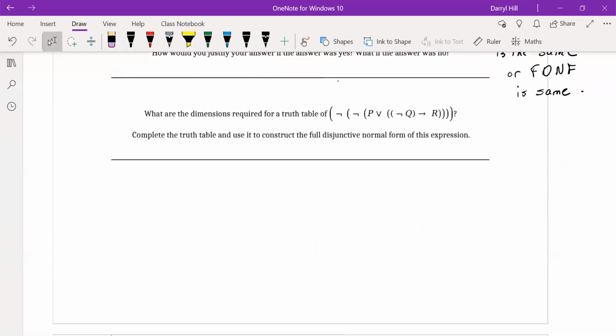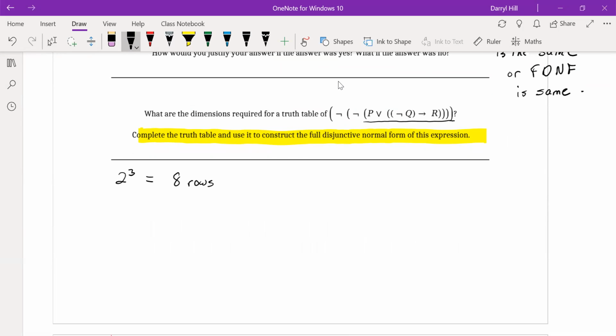What are the dimensions required for a truth table of this? Complete the truth table and use it to construct the full disjunctive normal form. So hopefully you were paying attention earlier when we showed you the one-to-one correspondence of the truth table to the full disjunctive normal form. The number of rows is equal to 2 raised to the power of the number of propositions. So this would have 8 rows, since it's 2 to the 3.